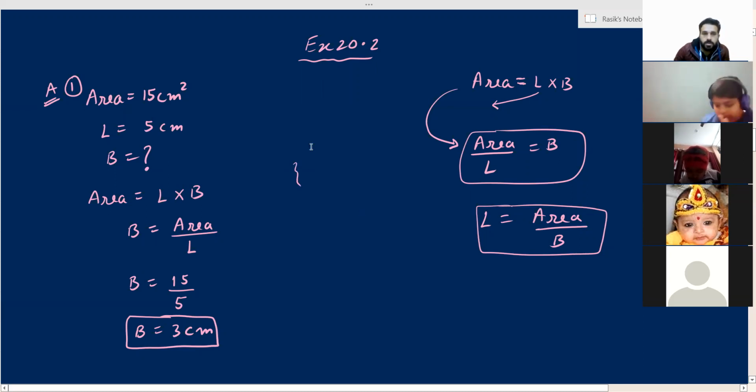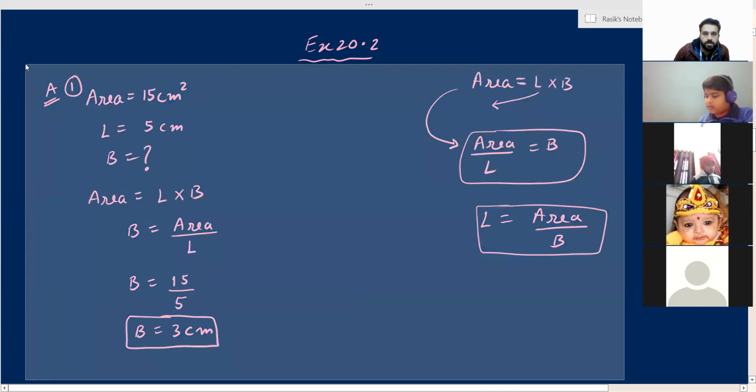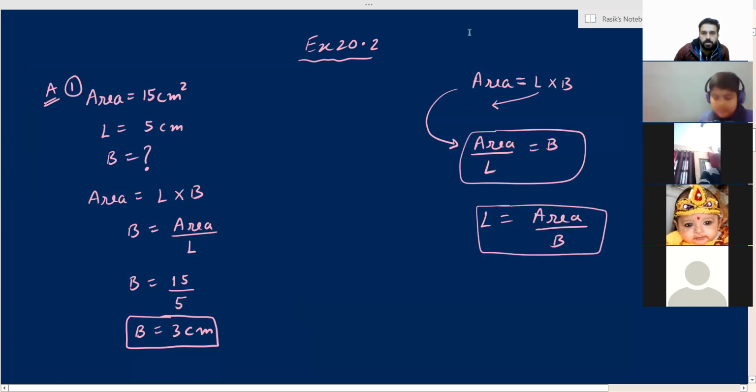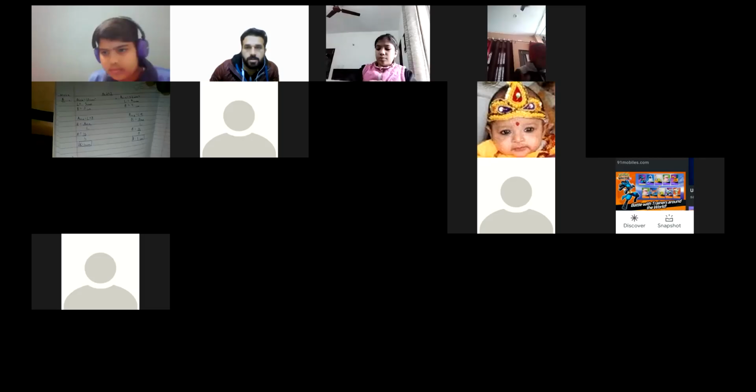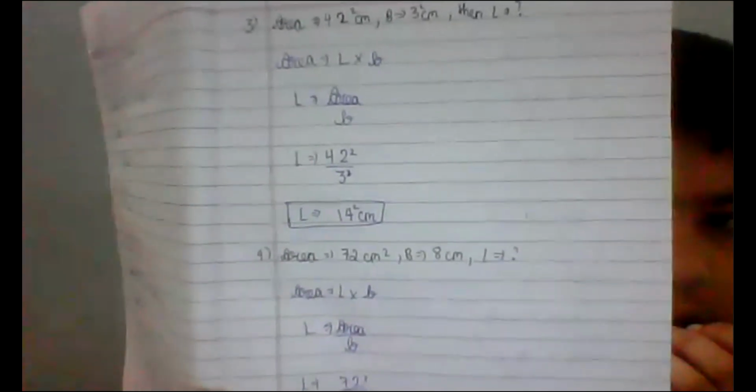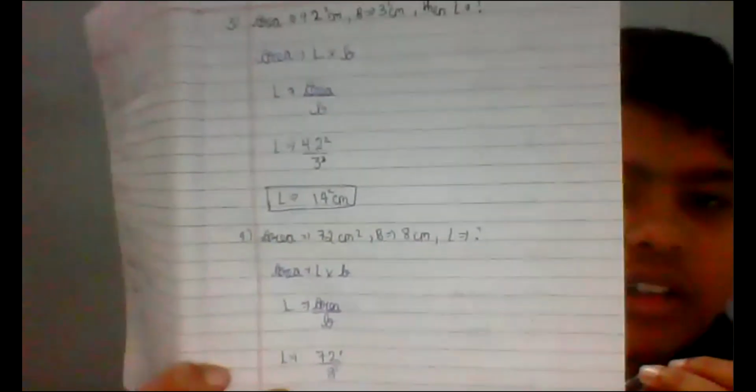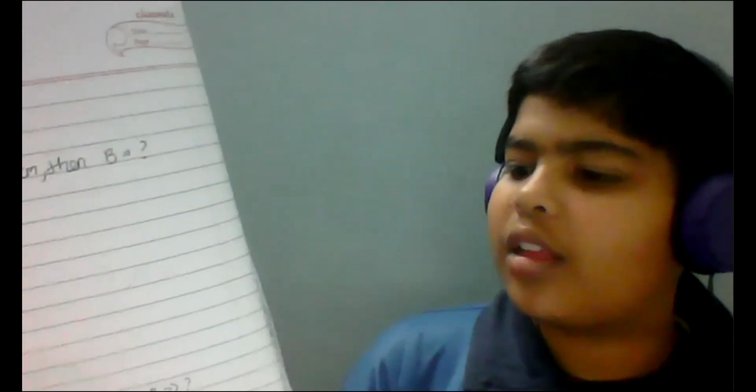Sir, can you check my answer? Yes, beta. Just a minute. The fifth and sixth part. So this is the third part. Correct. Beta, 14 centimeter, not 14 square. Why are you putting a square? Okay, by mistake I have put it. Don't write a square.